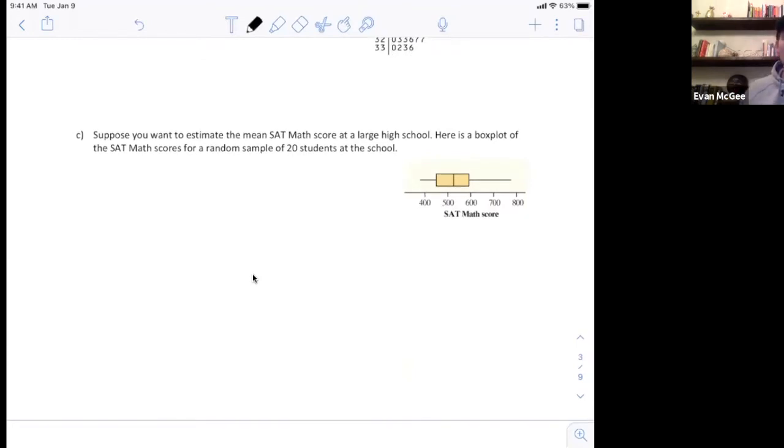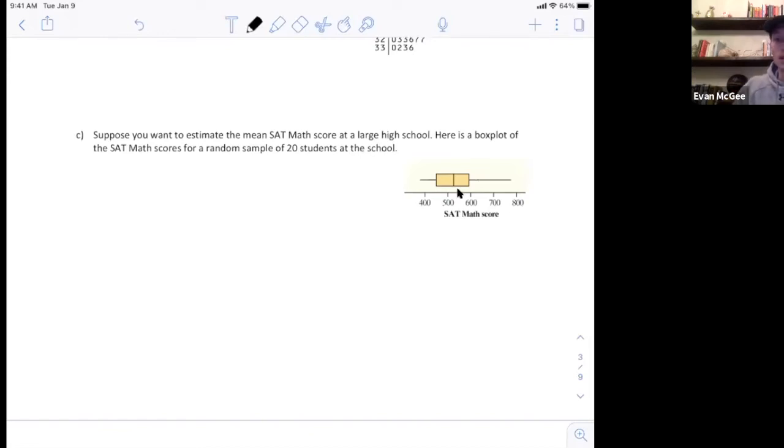Last example: suppose you want to estimate the mean SAT math score at a large high school. Here's a box plot of the SAT math scores for a random sample of 20 students at the school. First, our sample size is not greater than 30, so we can't just immediately check this one off. So now we need to ask, did they tell us anything about the distribution of the population? In this case, they haven't. We don't know if it's normal. We don't know if it's skewed. So our last check is, do we see strong skewness or any outliers in the distribution of the sample? Which I don't see any.